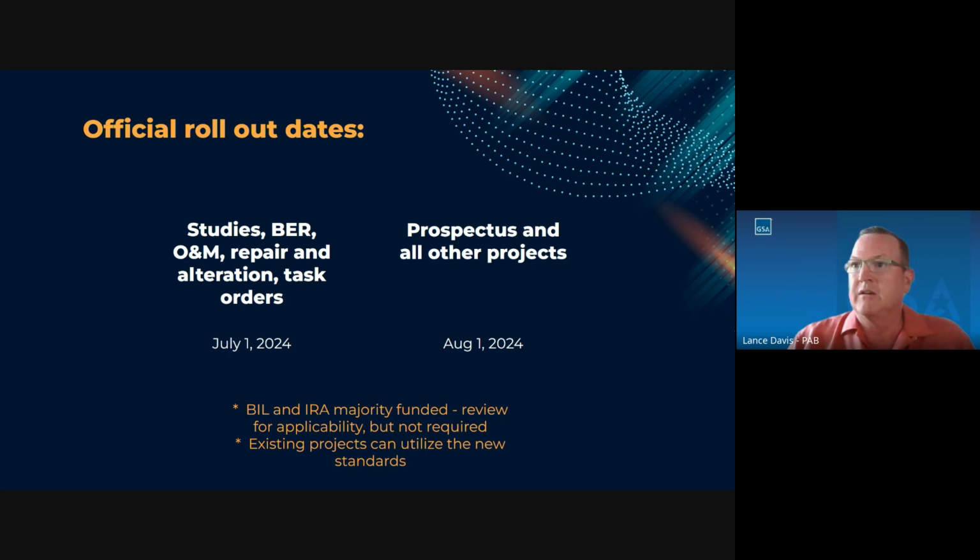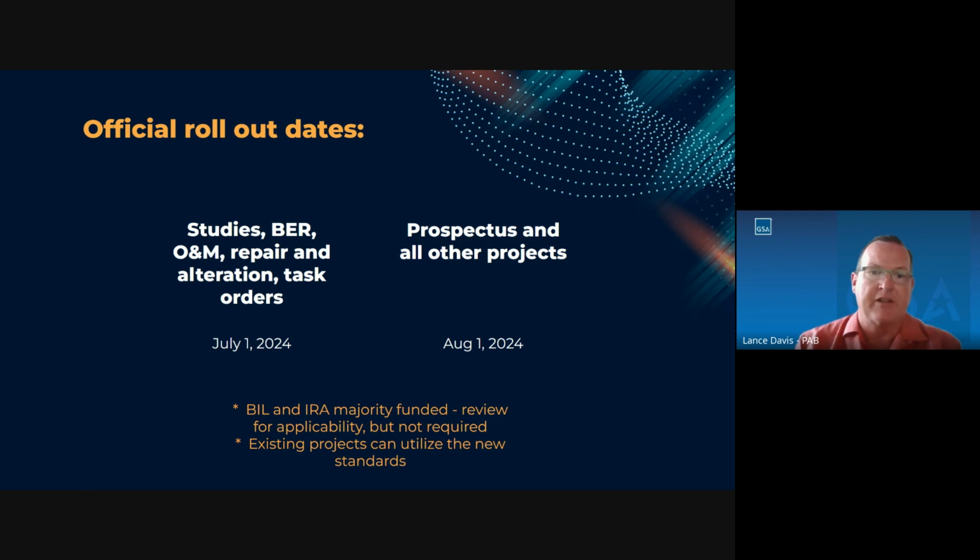There is an exception that I just want everyone to be clear on. If you have a project and it hasn't hit the street yet for design services or construction, and a majority of your funding is from BIL or IRA, you are not required to use the 2024 version. We do ask that you review it for applicability, but it's not required.